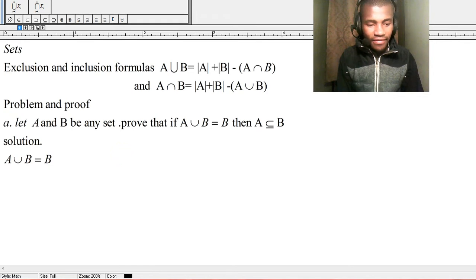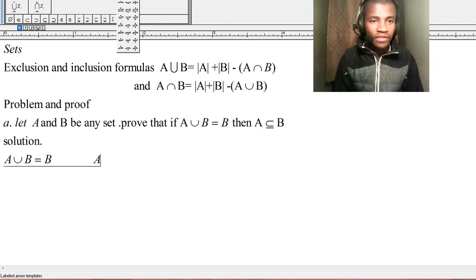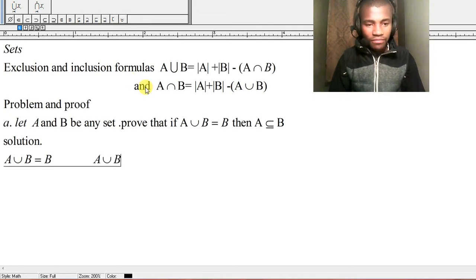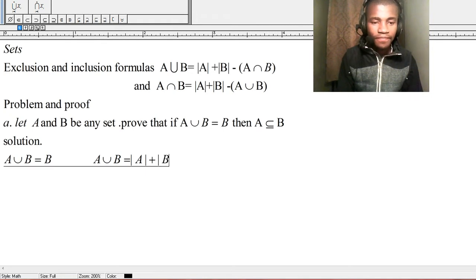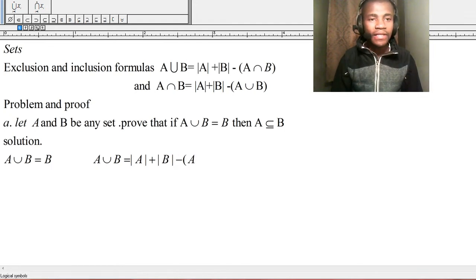So we are saying A union B equals modulus of A plus modulus of B, and then minus, because here it was union, now it will be intersection, A intersection B. And there is actually a reason why we write this one in this form.